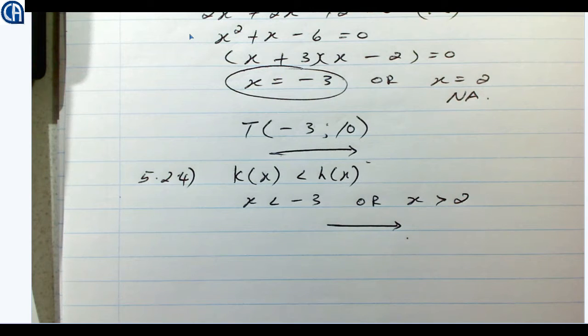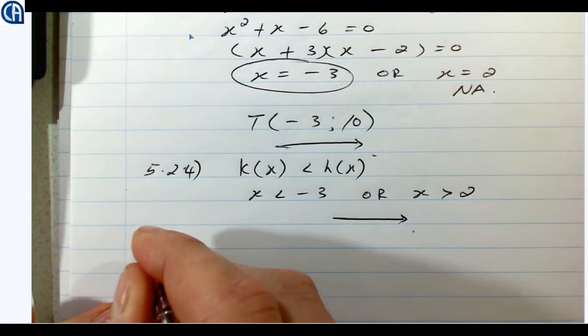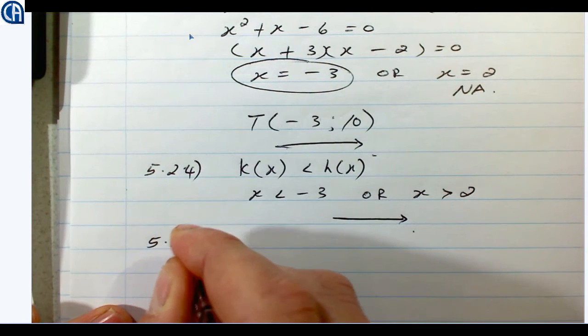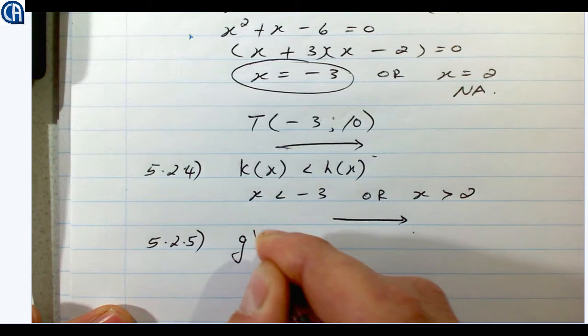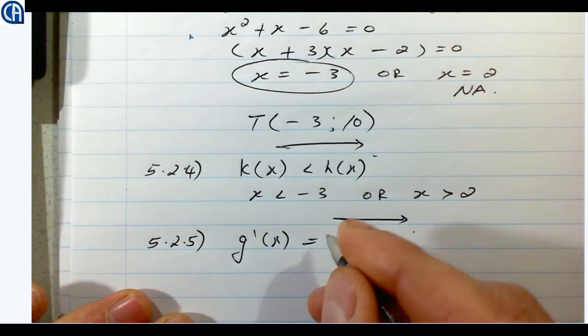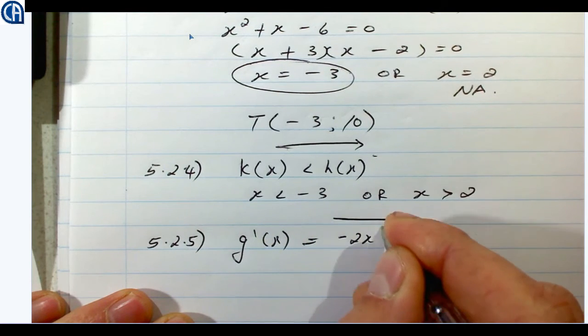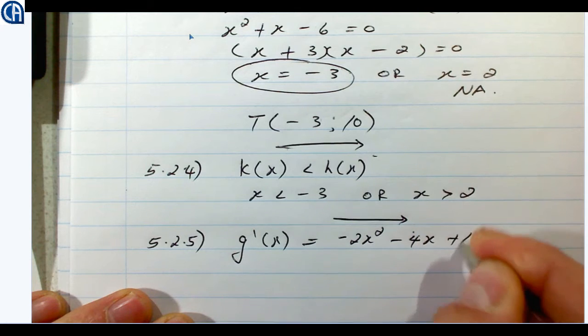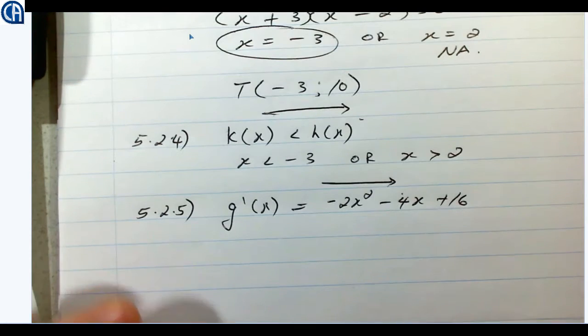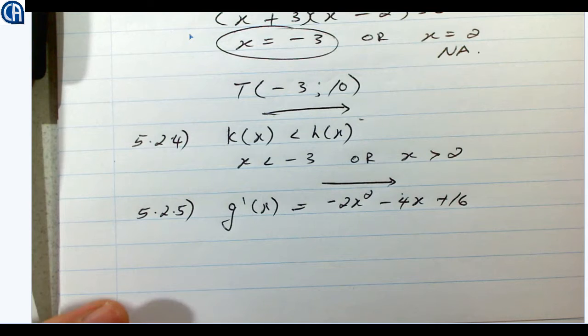If it's further given that g, the derivative, is equal to k, which is minus 2x squared minus 4x plus 16. So for which values of x would g be concave up?